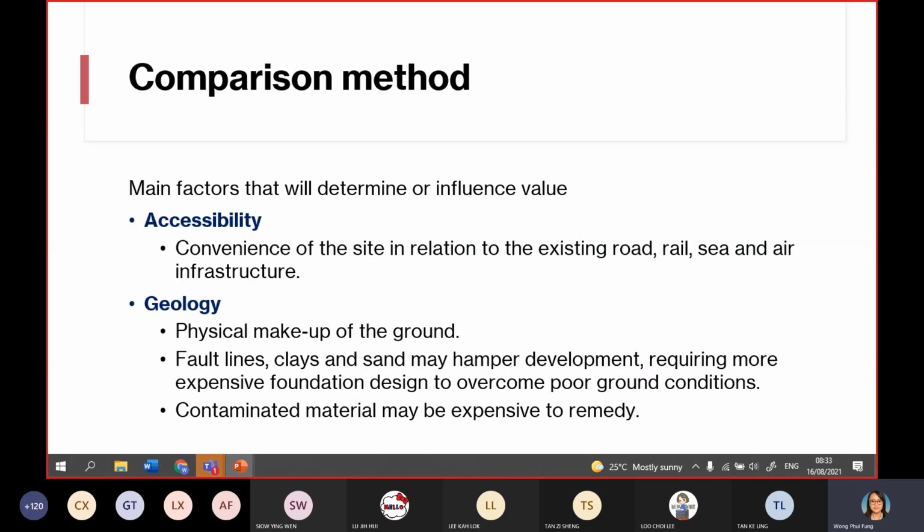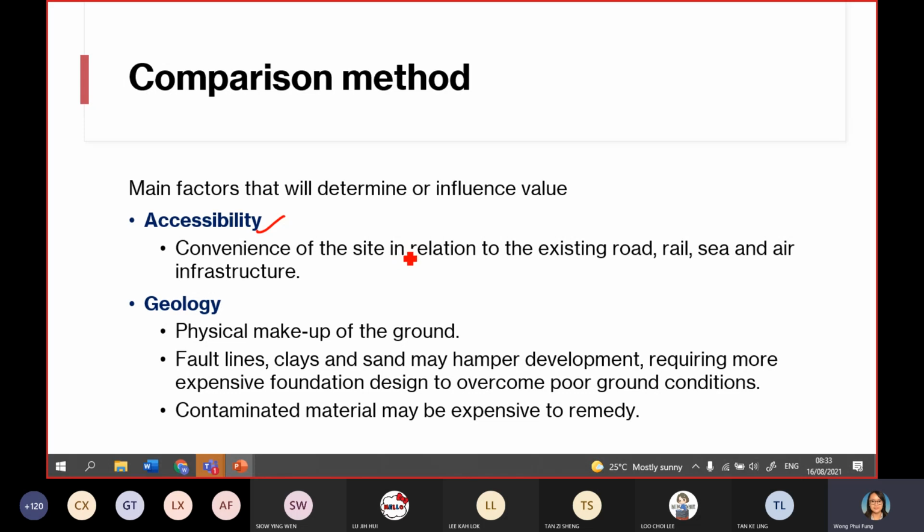Okay. And after that is accessibility. I think this one all of you are quite expert. If the property is near to public transport, highway, then the value should be higher. But if the location only has one point of access, then that one is very troublesome. It's a disaster because you only have one point of access.